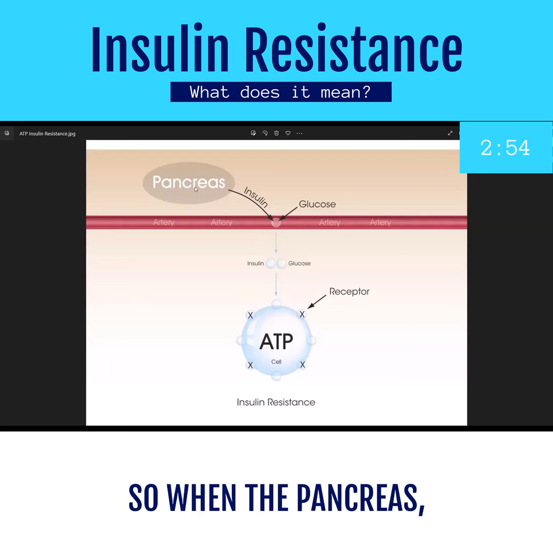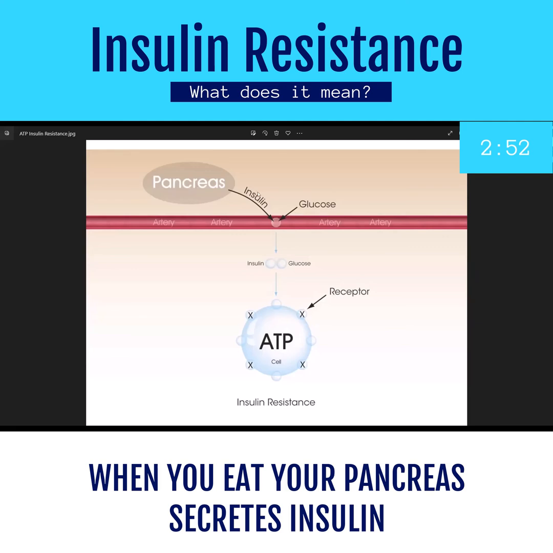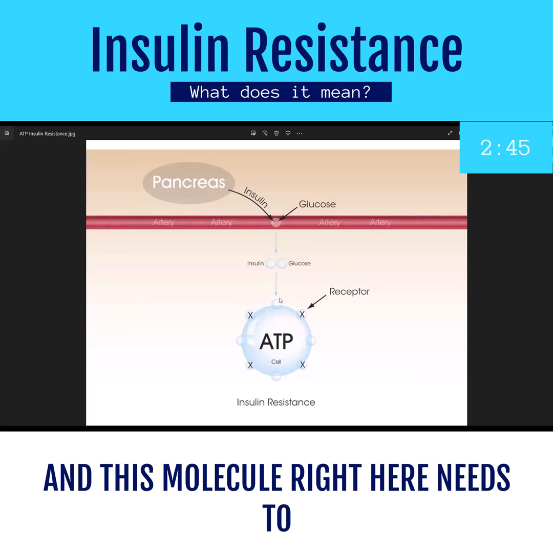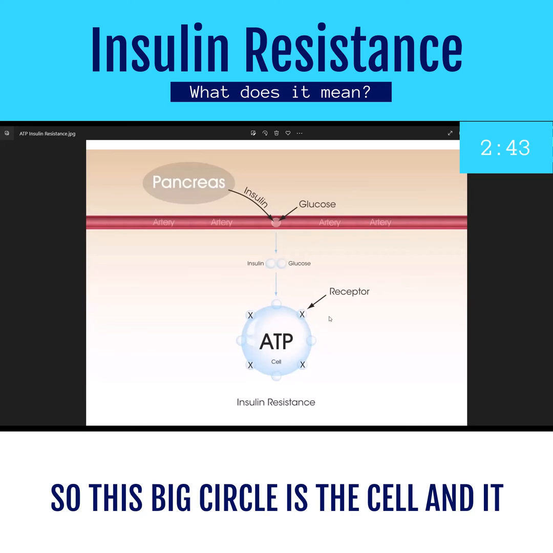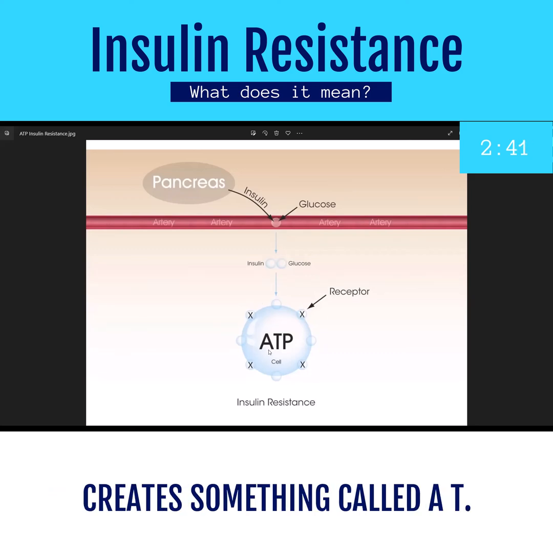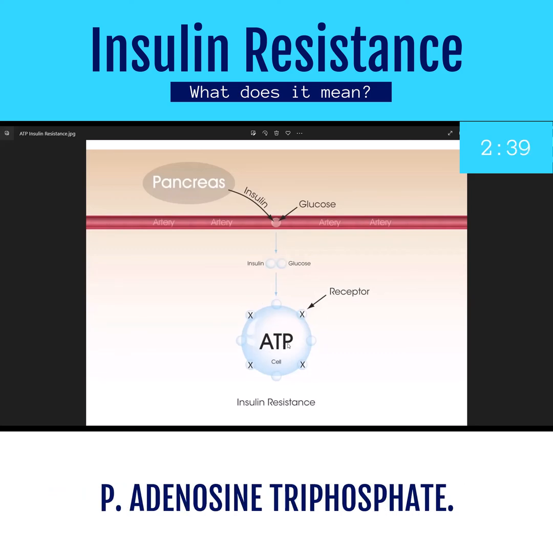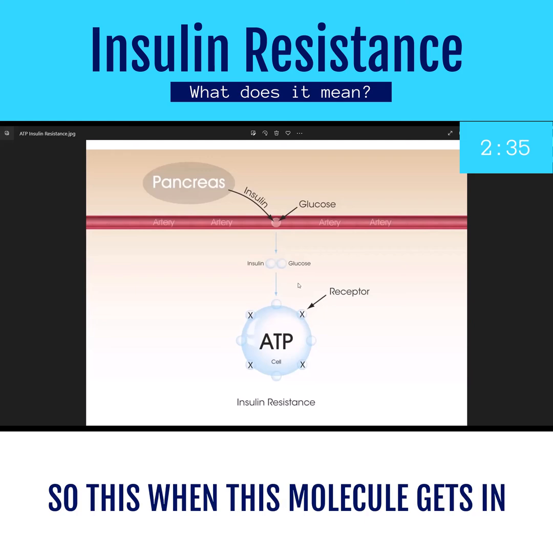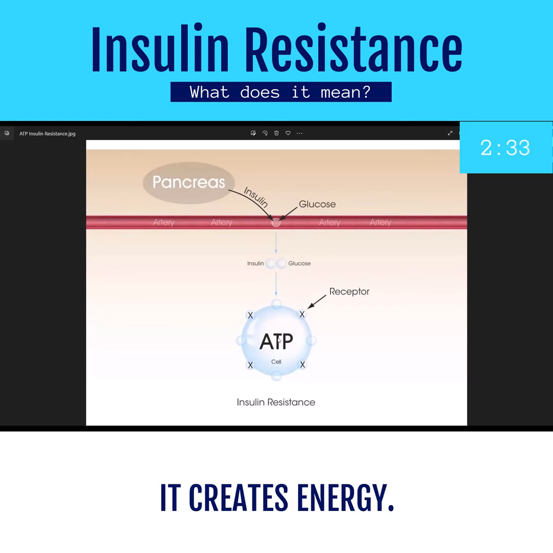So when you eat, your pancreas secretes insulin right here, and that attaches to glucose. And this molecule right here needs to get into the cell. So this big circles the cell, and it creates something called ATP, adenosine triphosphate. Don't worry about that. Just think energy. So when this molecule gets in, it creates energy.